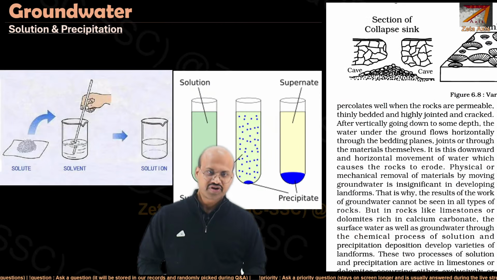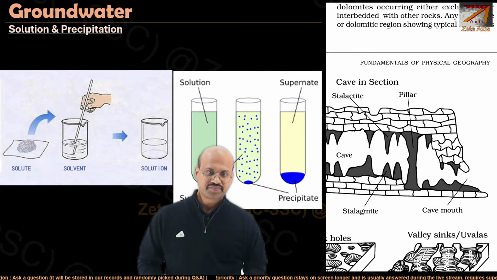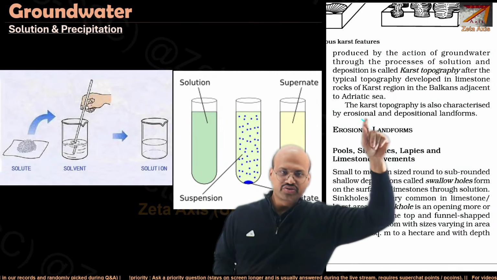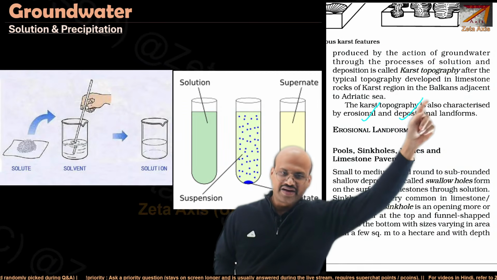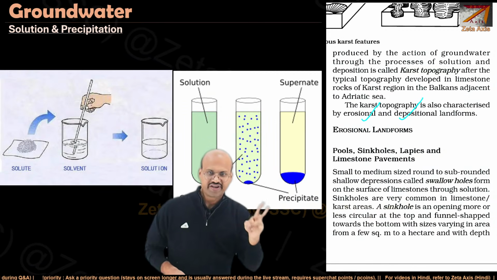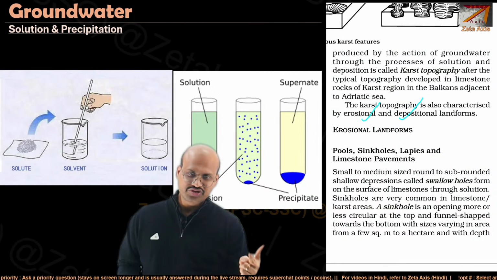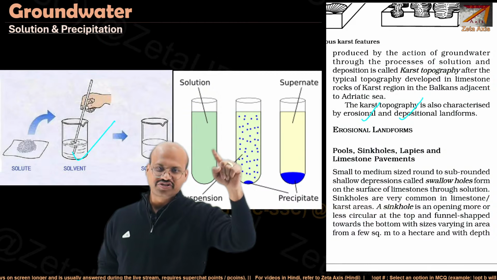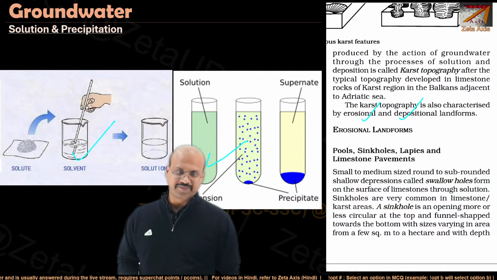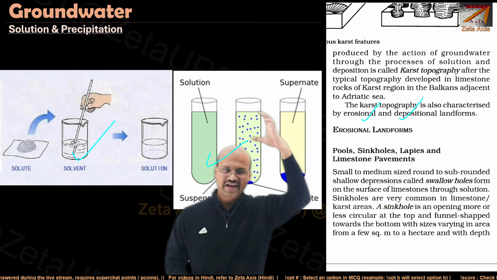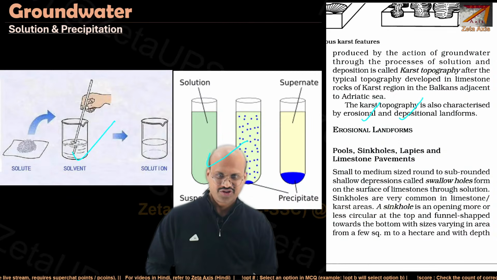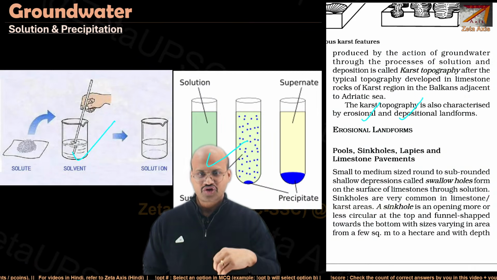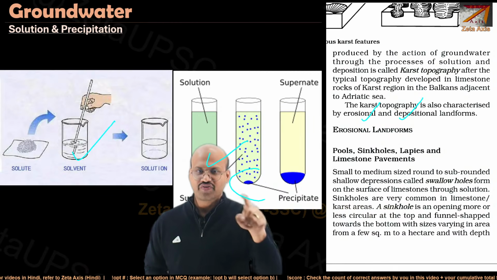The karst topography is also characterized by erosional and depositional landforms. So remember, this topography has both erosional and depositional landforms. We can see that erosion is caused by solution and deposition is caused by precipitation. Here there are elements in the solution which react to form certain chemical elements which are insoluble in water, and they collect over a region.